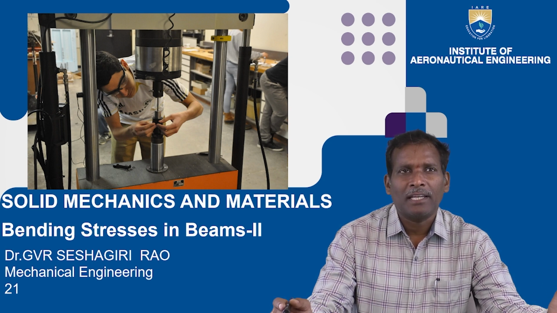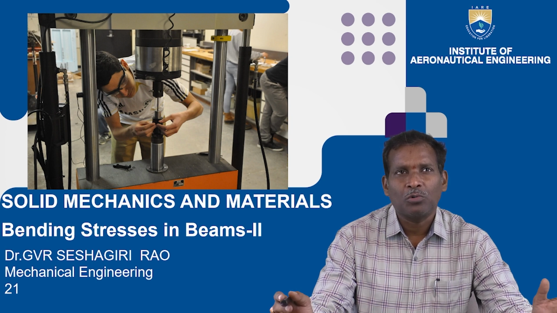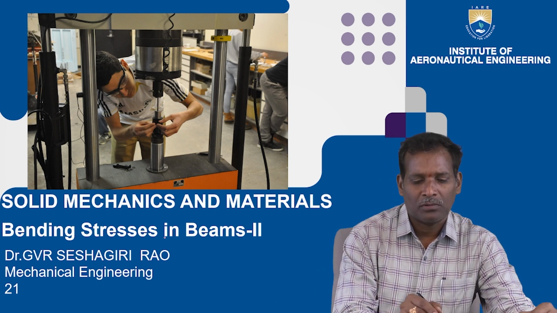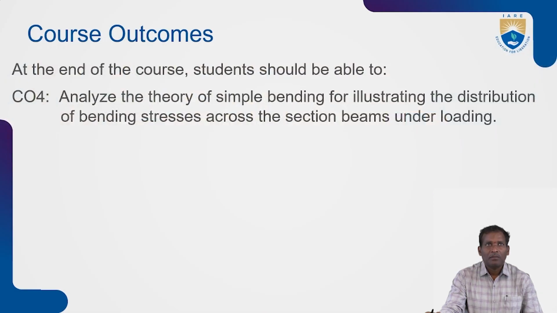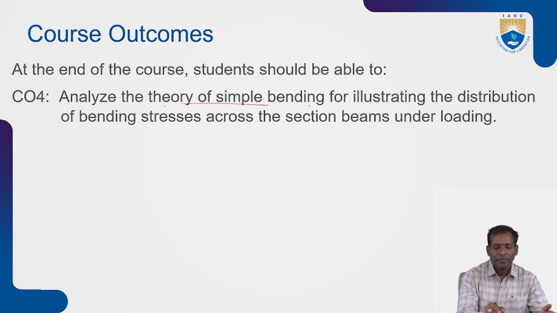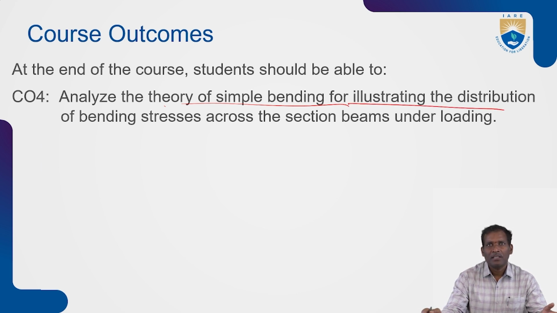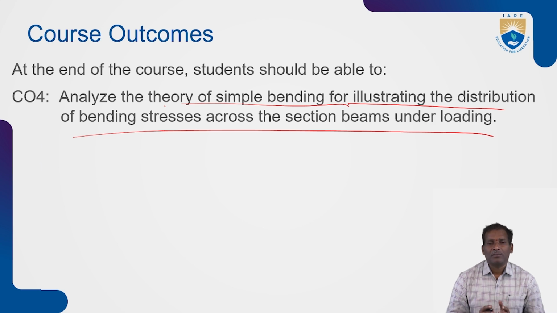and how to calculate the moment of inertia. We will discuss these two topics in the bending stresses in beams topic, Beams 2. Clear? First of all, we should know the outcome of this topic. We analyze the theory of simple bending, illustrating the distribution of bending stresses across the section of beams under loading. After completion of this module, the student should be able to analyze the theory of simple bending, and also illustrate the distribution of bending stresses for different beams under different loads. That is the main outcome of this topic.